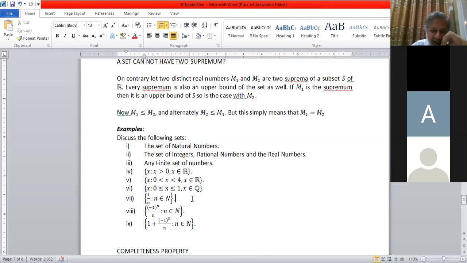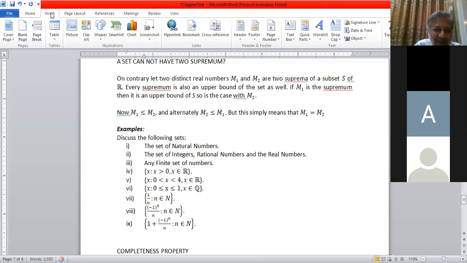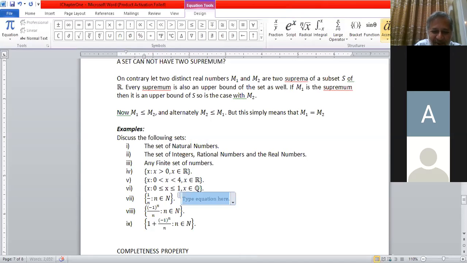Unbounded, so we cannot tell about supremum. Okay, infimum will be 1, 1/1. Look, maybe not. It is not the infimum. 1, 1 upon 2, 1 upon 3, 1 upon 4, 1 upon n.